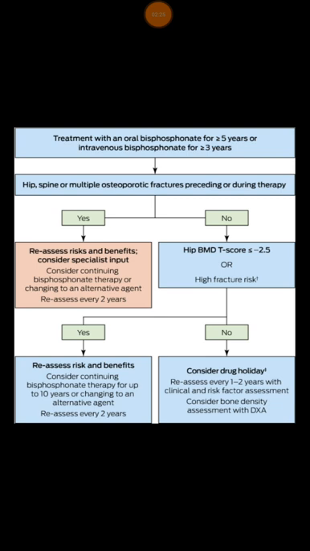Now, if the patient was doing well with low risk of fracture, then you can consider drug holiday while reassessing him every 1 to 2 years, and then based on his T-score or fracture risk, you can then consider to restart bisphosphonate or to change it to another alternative agent.